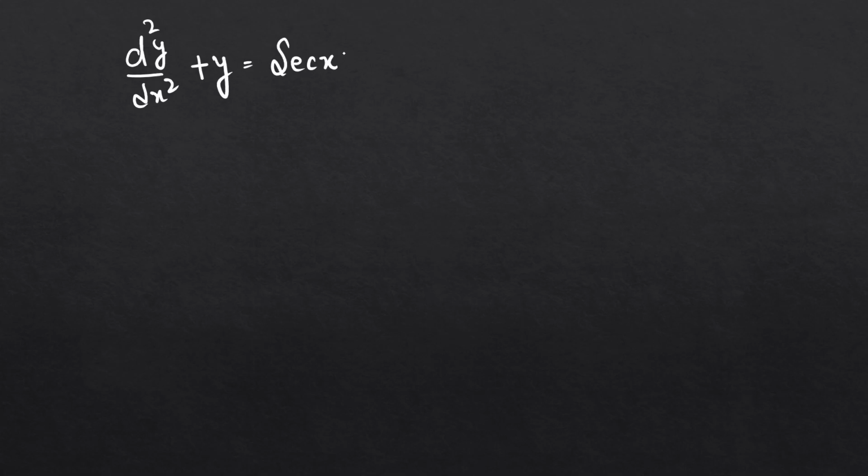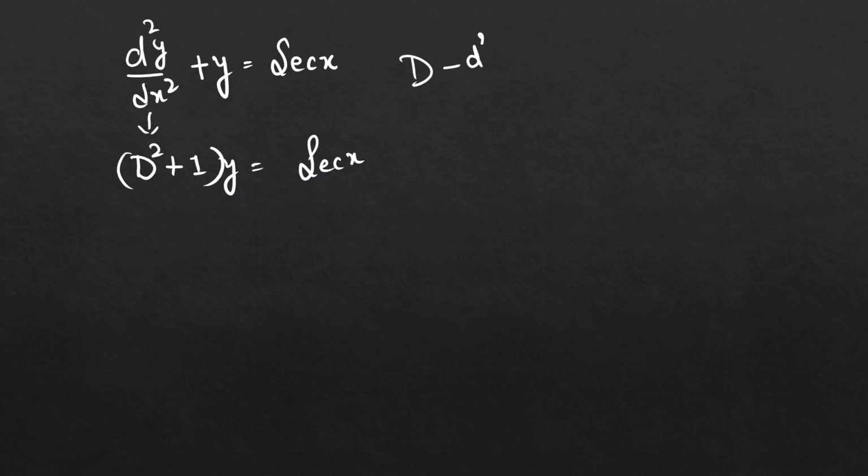First of all, what we will do, we will write this equation in symbolic form. How can you write this equation in symbolic form? It can be written as D square plus 1, y taken as common, equal to secant x, because we know that D is just an operator.